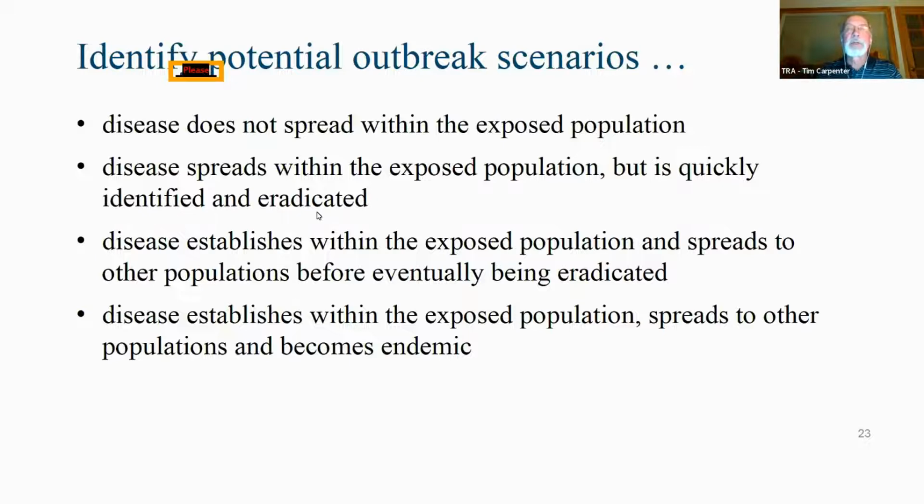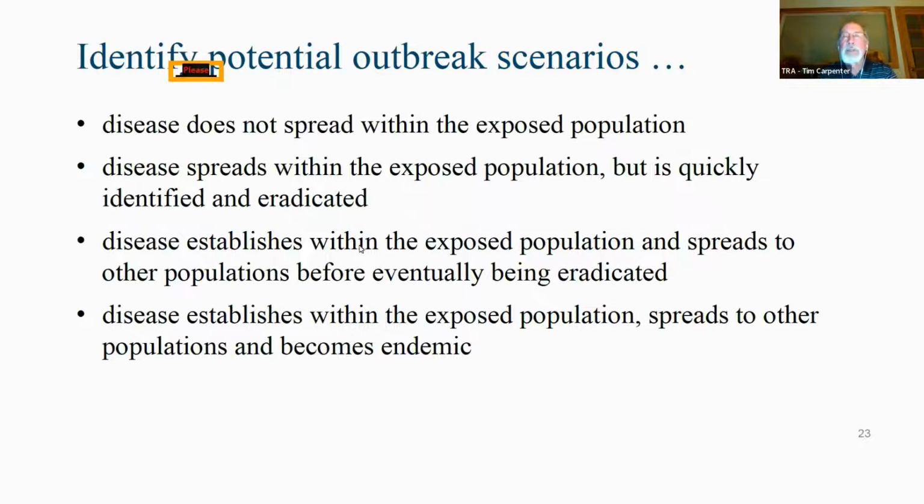All right, so we've got the introduction of the virus. It's escaped into a single animal in the population. Now, what's the likelihood of spread further into that population? Number one, it might not spread at all. It might stay in that horse and go no further. Secondly, it could be spread to animals within the farm, but quickly recognized and stopped at the farm level.